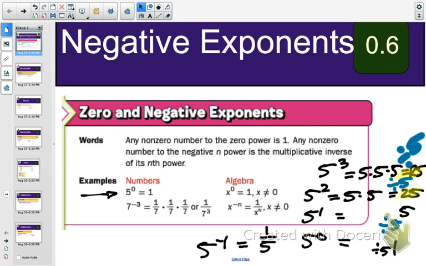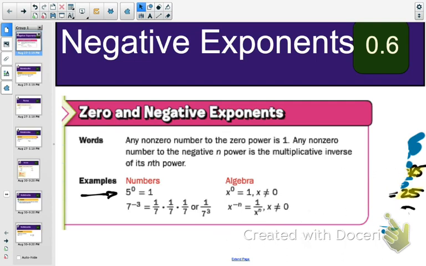Okay, so I'll go over this again. Any non-zero number to the 0 power is 1. So anything to the 0 power is always going to be 1. Whether it's 5 to the 0, or 2 to the 0, or 1 to the 0, it's always 1. Any non-zero number to the negative power is the multiplicative inverse, which is just the reciprocal of its nth power.